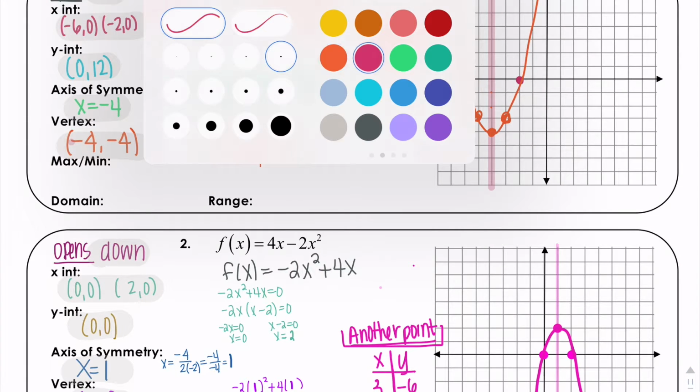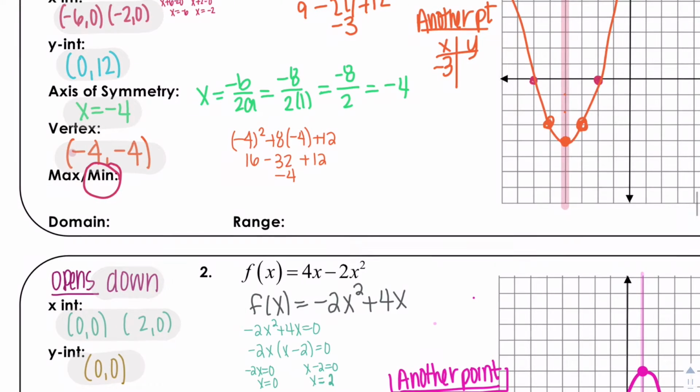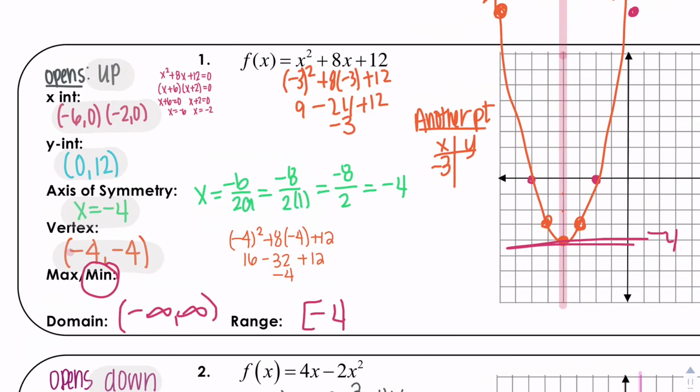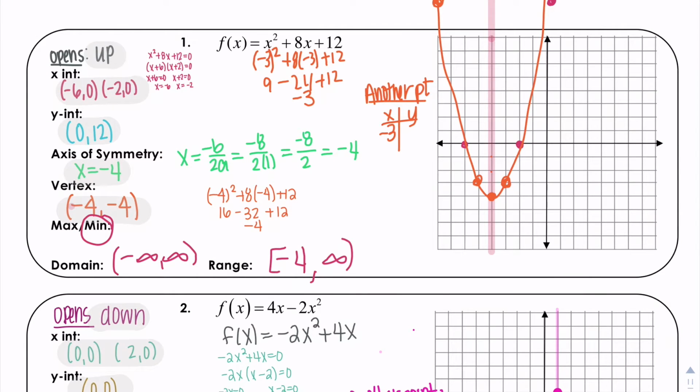And then we talked about how the domain for all parabolas is always going to be negative infinity to infinity. And the range is going to be, let's see, our lowest y value is 1, 2, 3, 4, negative 4. So it starts at negative 4 and it goes all the way up to infinity. So that right there is our answer. Okay, so we've graphed it, discovered our domain and range.